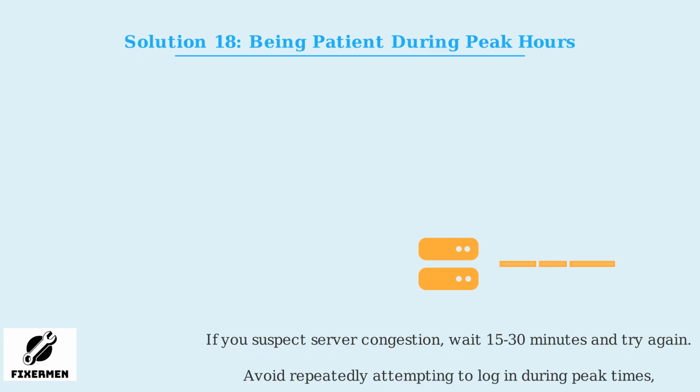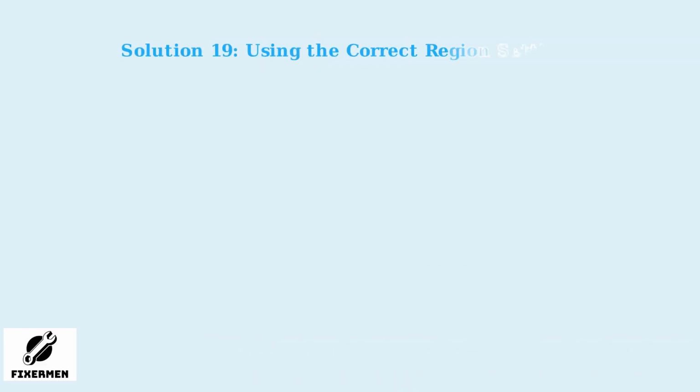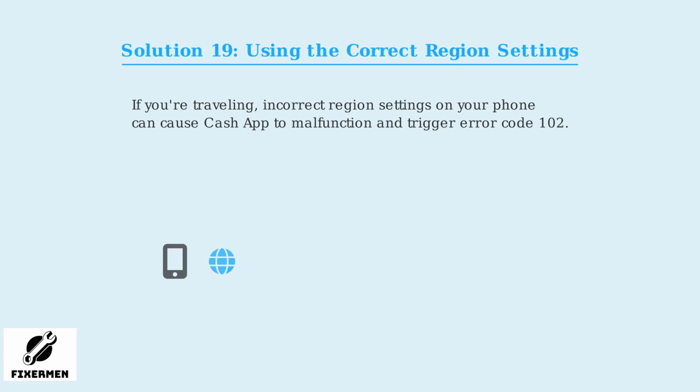If you encounter error code 102 and suspect it might be due to server congestion, the best solution is to be patient. Wait 15 to 30 minutes before attempting to log in again. This gives the servers time to process the backlog and stabilize. Avoid repeatedly trying to log in during these peak times, as this can actually make the congestion worse and delay your access further. If the error persists after waiting, it may indicate a different underlying issue that requires one of the other troubleshooting solutions. Solution 19 focuses on using the correct region settings.